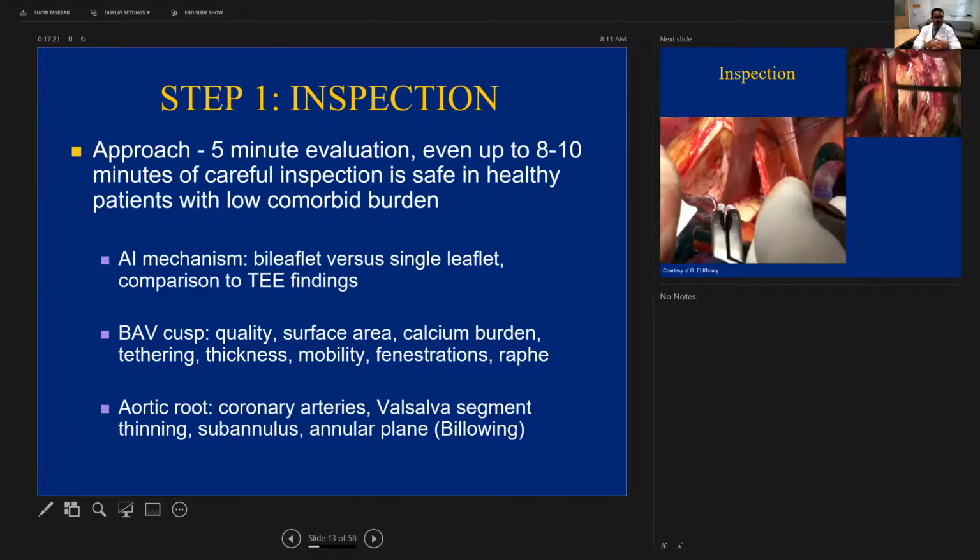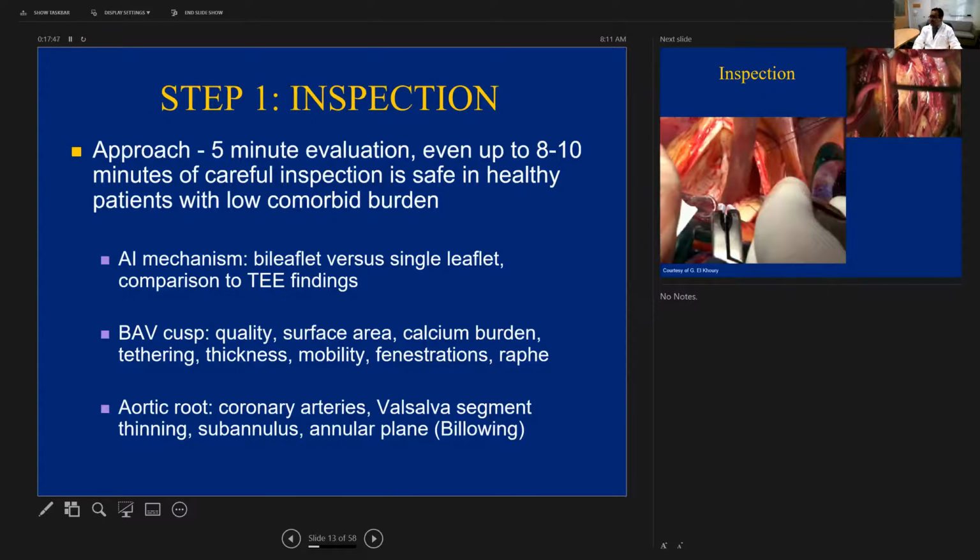Let's go through the step-by-step approach of this. For inspection, typically it's a 5-minute evaluation that I do, but I'll set a timer or something like that, but you can even take up to 10 minutes if patients have a low comorbid burden. Take your time, carefully evaluate everything. Look at the AI mechanism. Is it a single leaflet problem? Is it 2 leaflet problem? Compared to the TEE findings, you have to really assess what you're seeing on TEE.